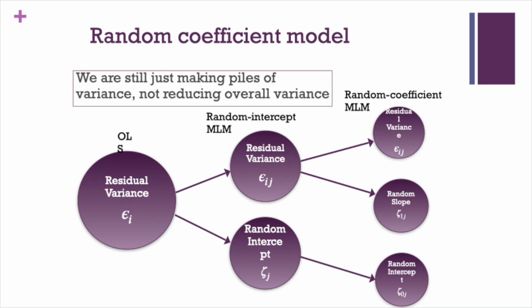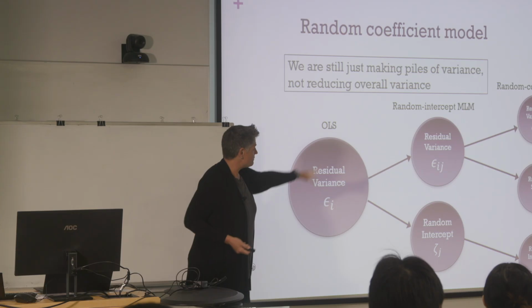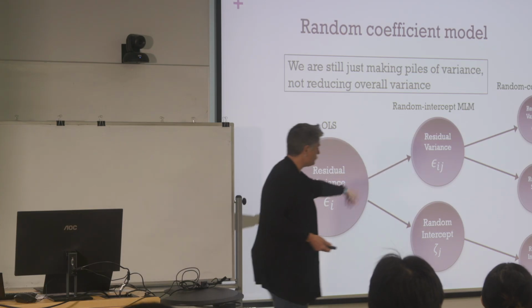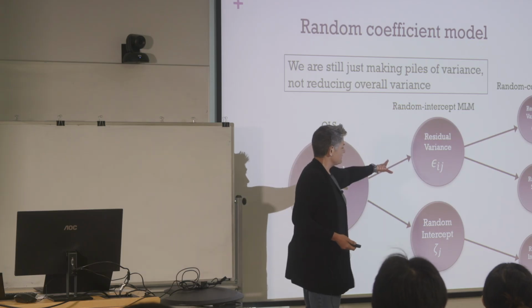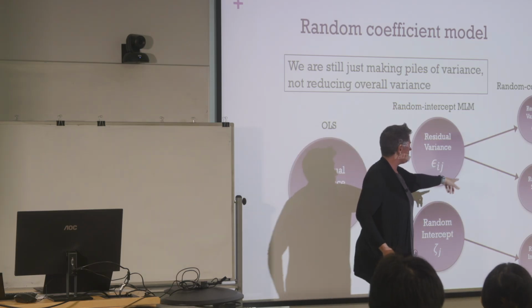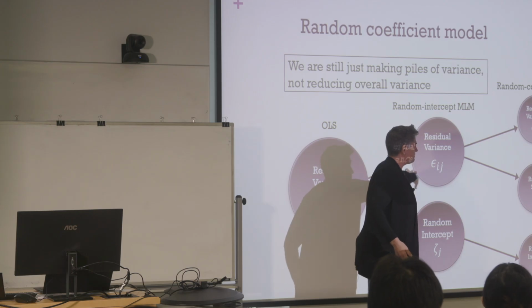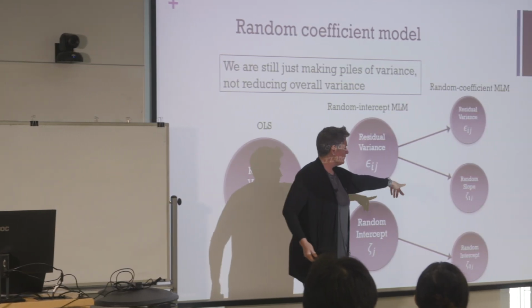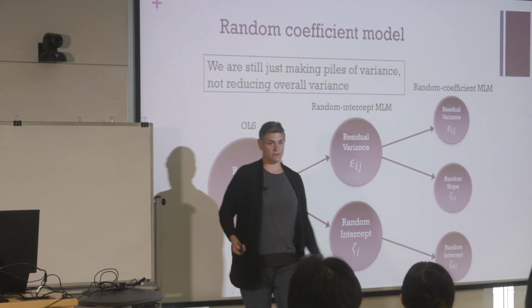Okay. And again, we're just still making piles of variance. We're not reducing the overall variance, right? So in OLS, we have a bunch of residual or error variance. We're going to split that up into, in the random intercept model, two piles of variance. So we still have our error, but now we have a random intercept. And then in the random coefficient model, we're going to further split this up into error, our random slope, and our random intercept.